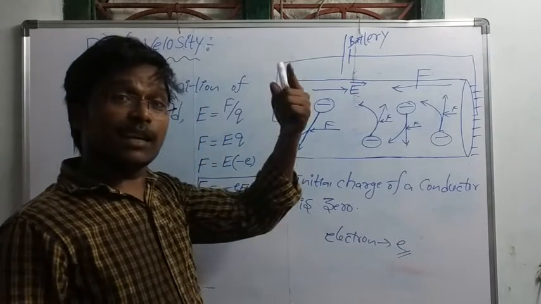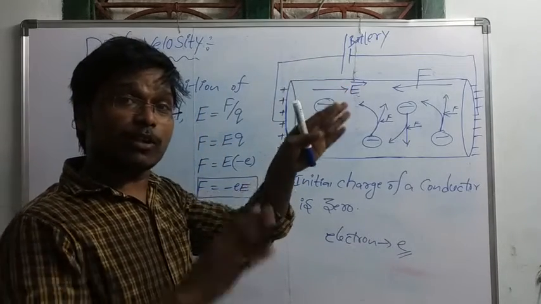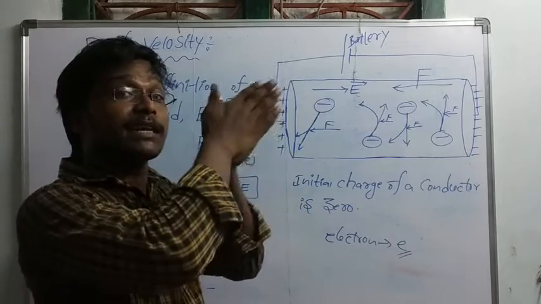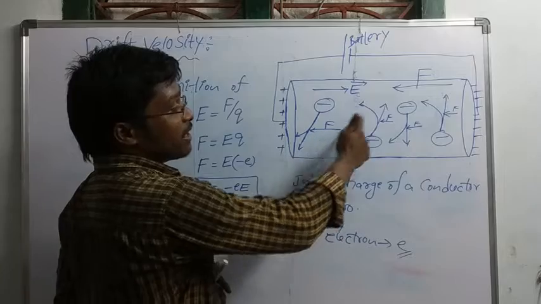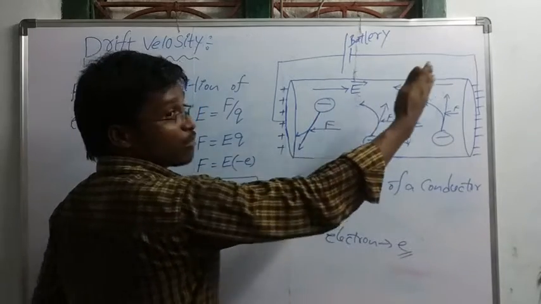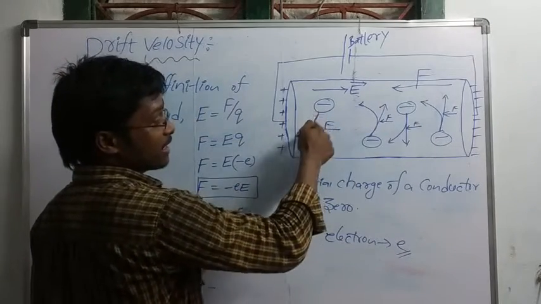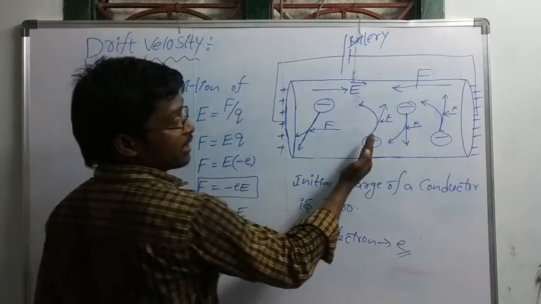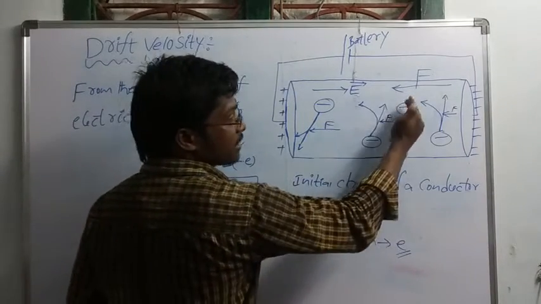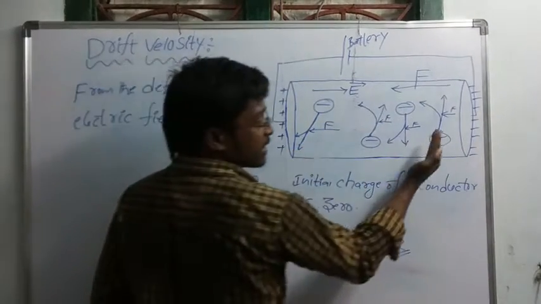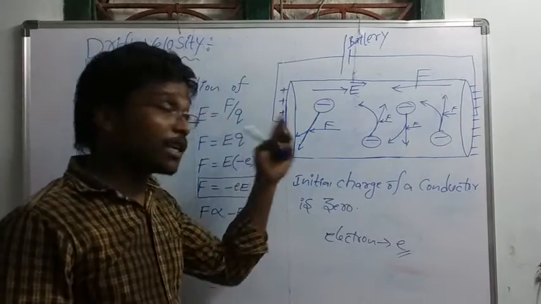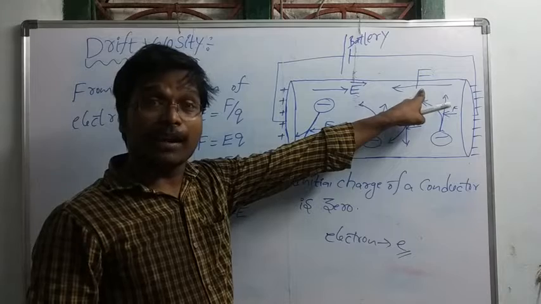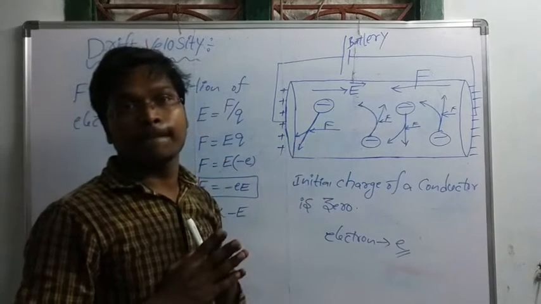Initially, the directions of all the electrons are random, so the net charge is 0. But here you can observe that after applying the force, all the electrons are moving in the same direction. This electron is moving in this direction, this electron also, this electron too, and this electron also moving in this direction. All the electrons are moving in the same direction after applying the force.